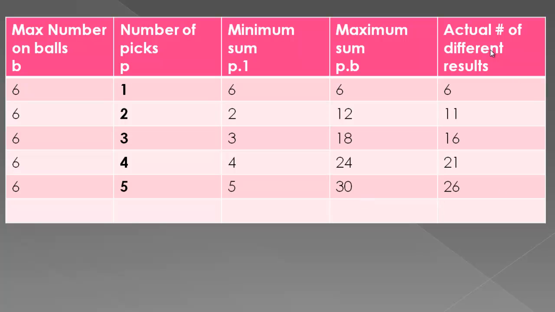Let's go over to this column here, the actual number, the hash represents number of different results. Well, we said that you can have 6 different results if we've got 1 pickup and put back. If we've got 2, I'm saying there's 11. The reason there's 11 is because the maximum number we can have is 12, but we cannot get a value of 1 because the minimum value is 2. So it's 12 less 1, and that's 11.